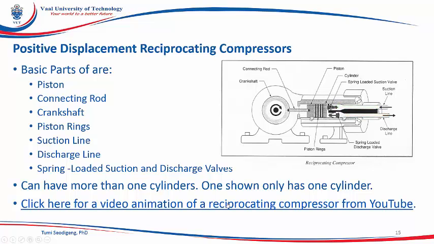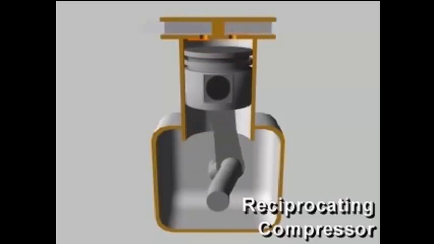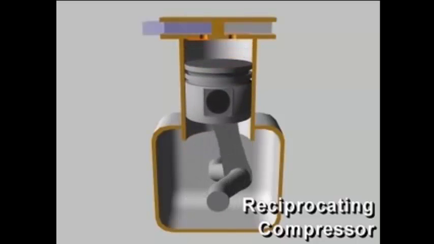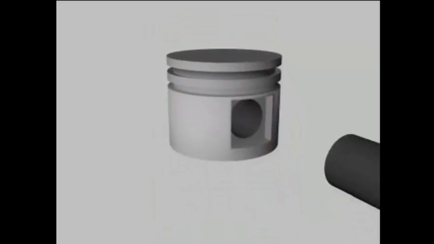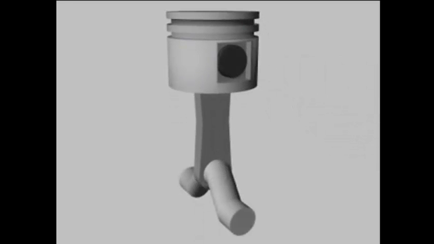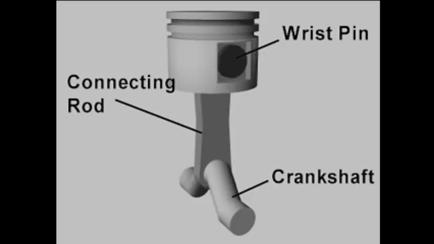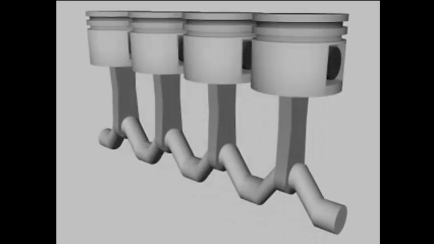Let's take the next few minutes to go through the workings of a reciprocating compressor in an animation video. A reciprocating compressor compresses refrigerant vapor in a cylinder using a piston. In a way, reciprocating compressors are like automobile engines. The pistons are directly driven through a wrist pin and connecting rod from a crankshaft. Depending on their size, reciprocating compressors may have one or more cylinders.